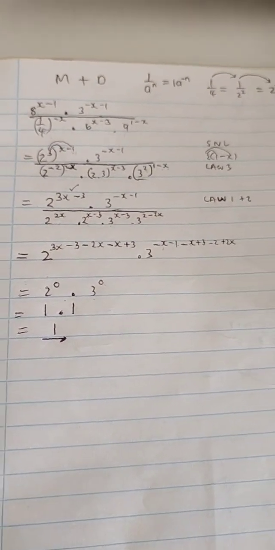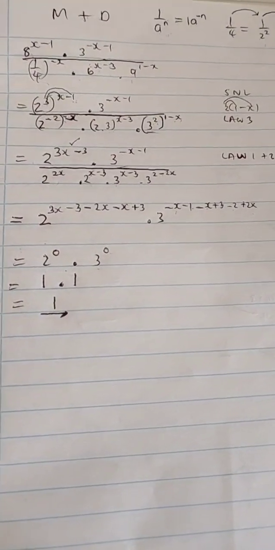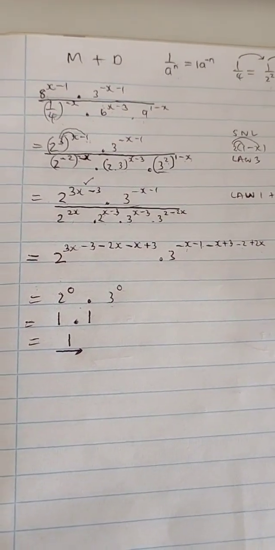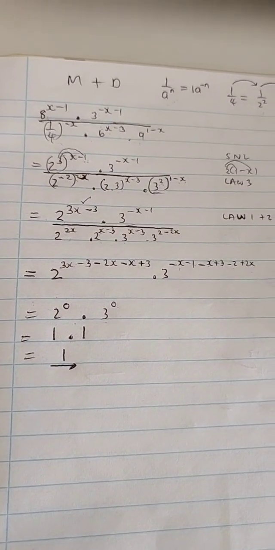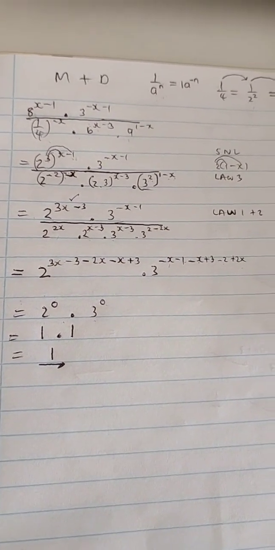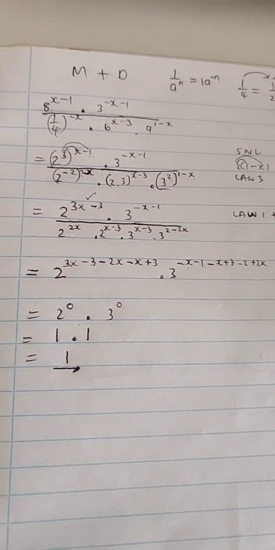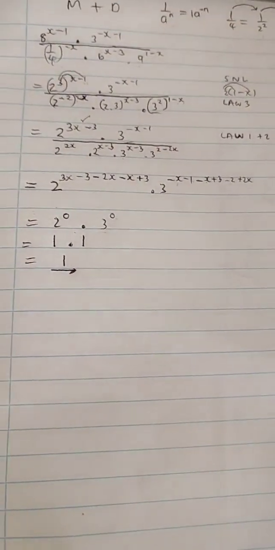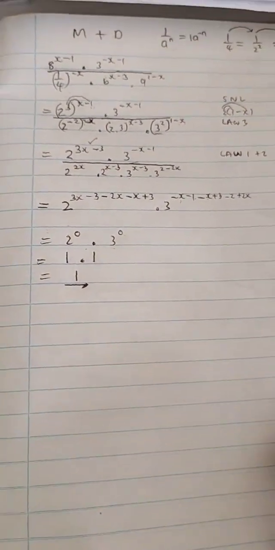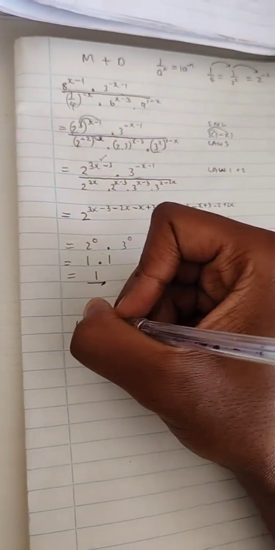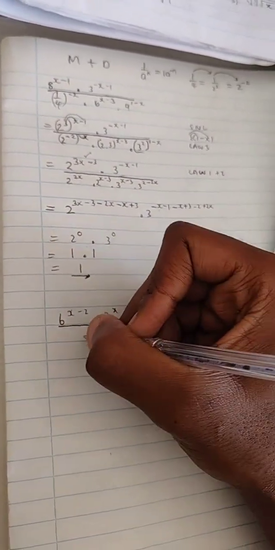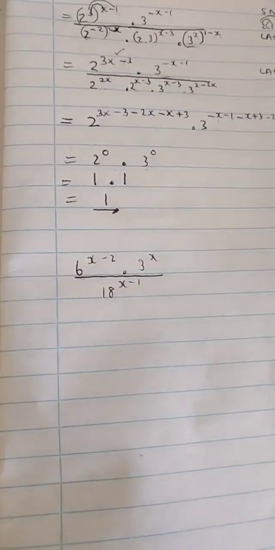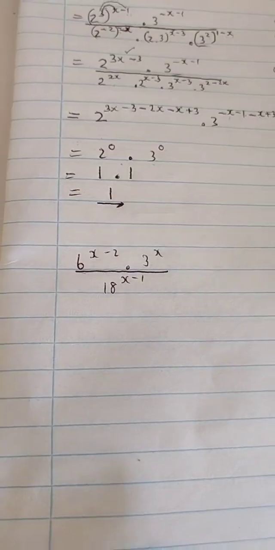Okay. Guys, are we feeling this? It's coming, eh? Multiplication and division. The steps are straightforward. No difficulty. I'm going to do one last one with multiplication and division. Then I'm going to move on to addition and subtraction so we can see the difference.